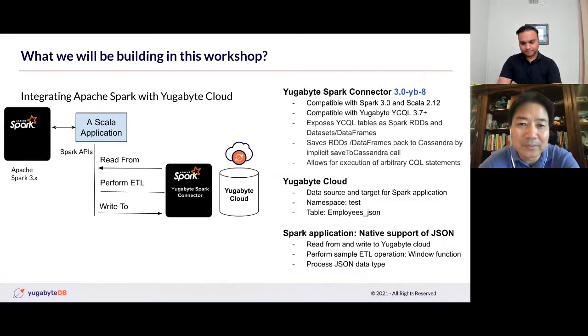The second piece is we want to demonstrate a unique feature of the YCQL API, which is the native JSON support. We want to demonstrate you can do column pruning, you can do predicate pushdown, and you can do any transformation in between, as real-time data processing. So these are the two main perspectives we want to demonstrate to you.